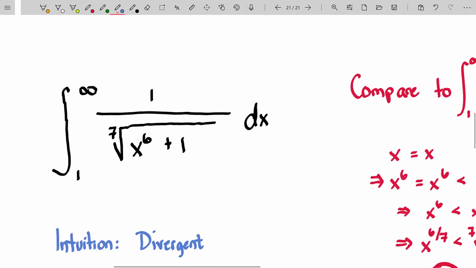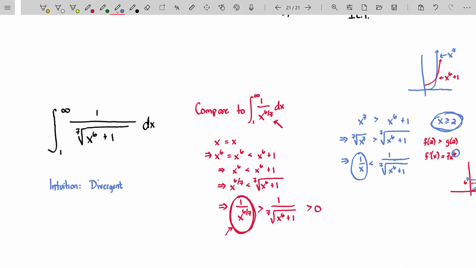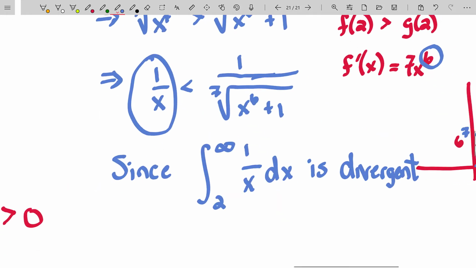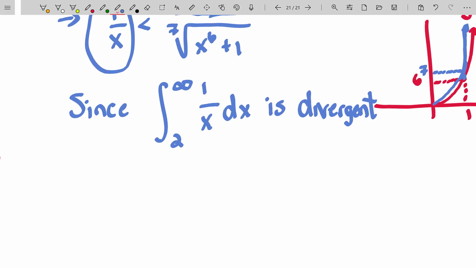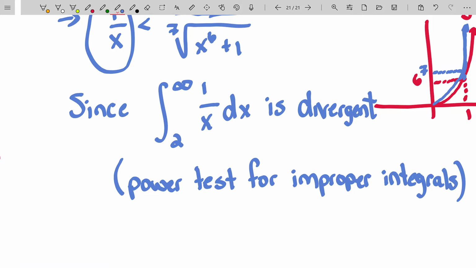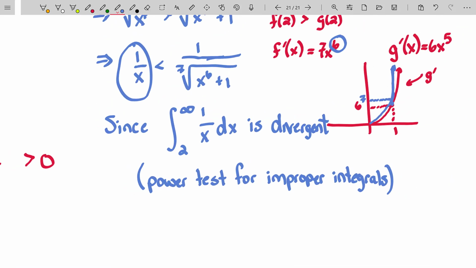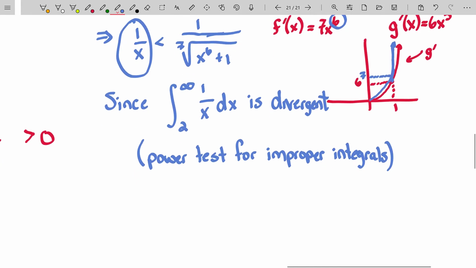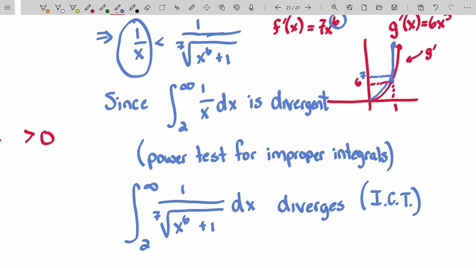I could start this integral up at a later date, and the convergence or divergence of that integral will not depend on that finite number from 1 to 2, or the finite area from 1 to 2. Since the area underneath 1 over x from 2 to infinity is divergent, and that's again by the power test for improper integrals, and because 1 over x is less than 1 over the 7th root of x to the 6th plus 1, the integral from 2 to infinity of 1 over the 7th root of x to the 6th plus 1 dx diverges by the integral comparison test.